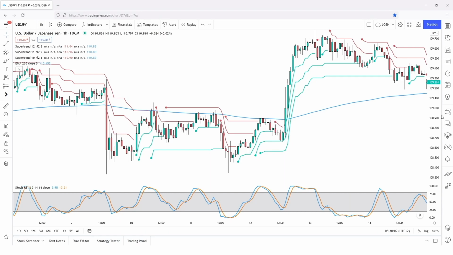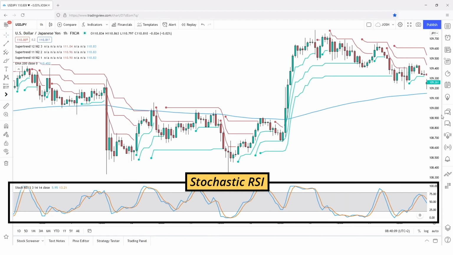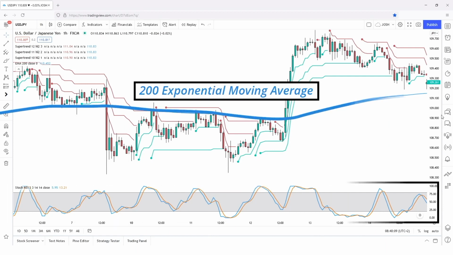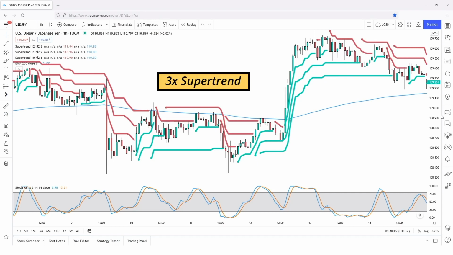This strategy is based on a YouTube video of Trade Pro. I will link the video in the description if you want to check it out. But I adjusted the strategy slightly and I also gave it some clear entry rules to follow, which we will cover in a second. For this strategy, we use a combination of 3 different indicators. We are using the Stochastic Rsi, the 200 EMA, and 3 Supertrend indicators.